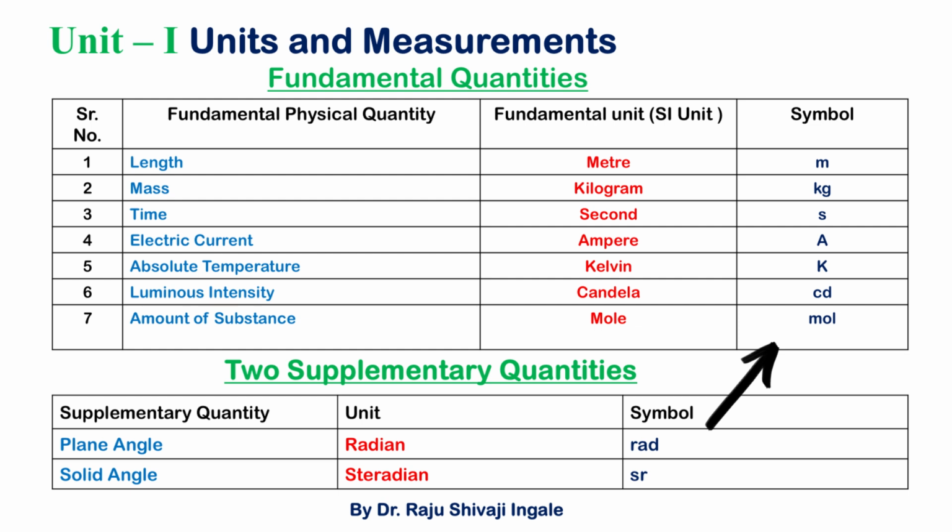So these are the symbols for the seven fundamental quantities, and these are the seven fundamental units. Guys, there are two supplementary quantities also. Plane angle we measure in radian and solid angle we measure in steradian. So these are all the fundamental quantities, which are the base quantities that do not depend on any other quantity for their measurement. So we call them fundamental quantities.